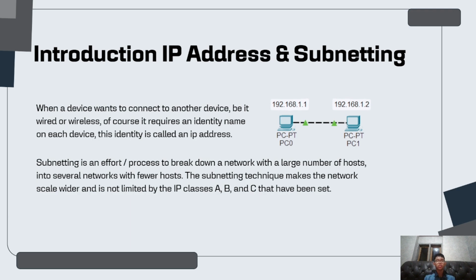When a device wants to connect to another device, be it wired or wireless, of course it requires an identity name on each device. This identity is called an IP address. Subnetting is an effort or process to break down a network with a large number of hosts into several networks with fewer hosts. The subnetting technique makes the network scale wider, and it's not limited by the IP classes A, B, and C that have been set.